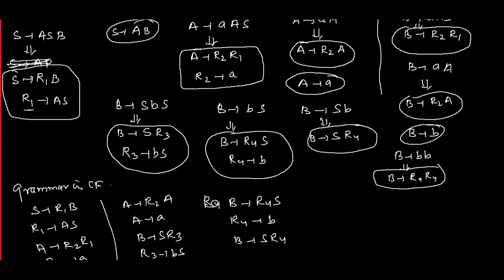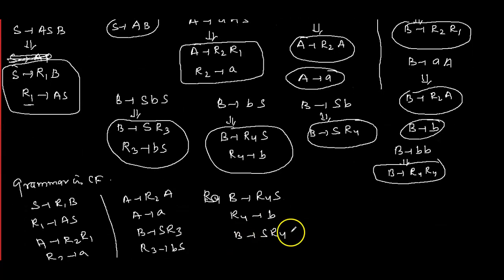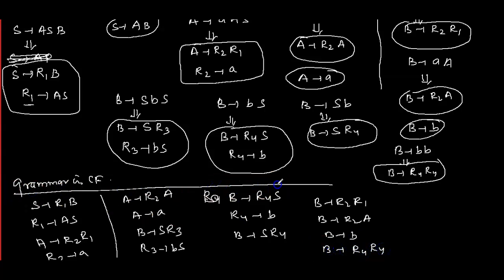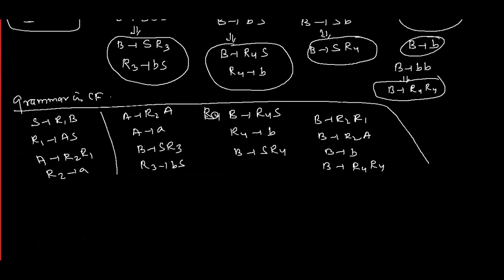And then these three are what remain here. B is equal to R2R1. B is equal to R2A. B is equal to small b, and B is equal to R4R4. So these are already in the form of CNF. Getting there? Yeah. So this is how the questions will come. Any doubt?